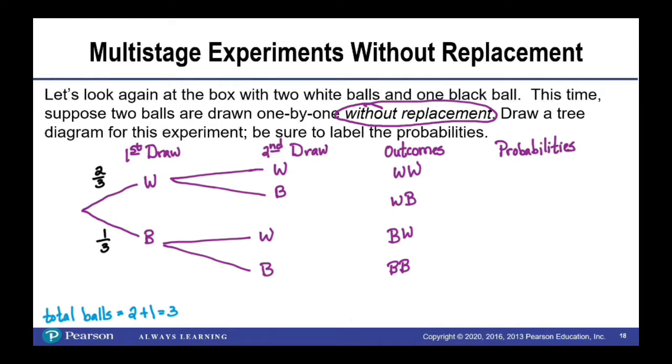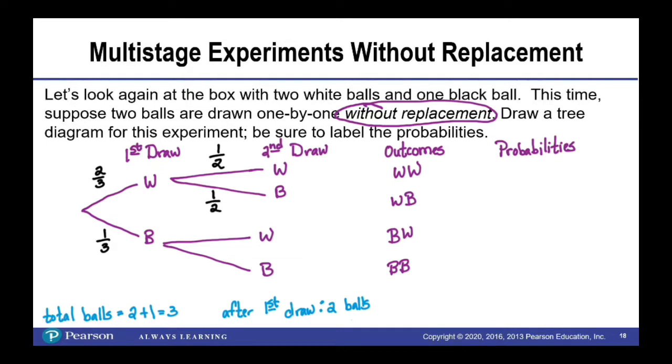Our denominator changes when we think about the second ball. This time we are not replacing the ball that we drew out the first time. So now we have only 2 balls left. We started with 3, we took out a ball, so we have 2 balls left. If I drew a white ball the first time, there were 2 white balls to start with. I've already taken 1 out, so that leaves me with 1 white ball out of 2 total balls. Now if I drew a white ball the first time, I still have 1 black ball left and 2 total balls.